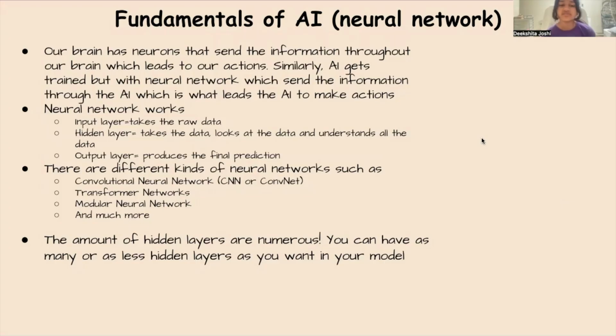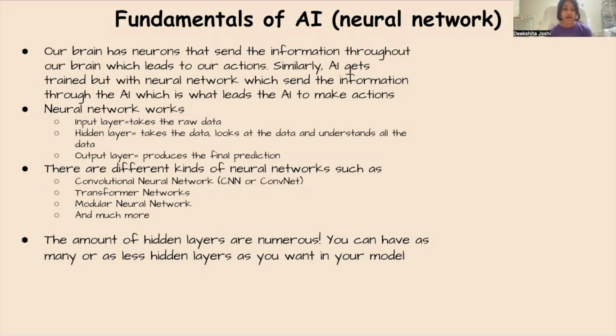Some of the fundamentals of AI, basically the neural networks. Our brain has neurons that send the information throughout our brain, which leads to our actions. Similarly, AI's neurons are called neural networks. The neural network sends the information through the model or AI, and it leads AI to make its actions.